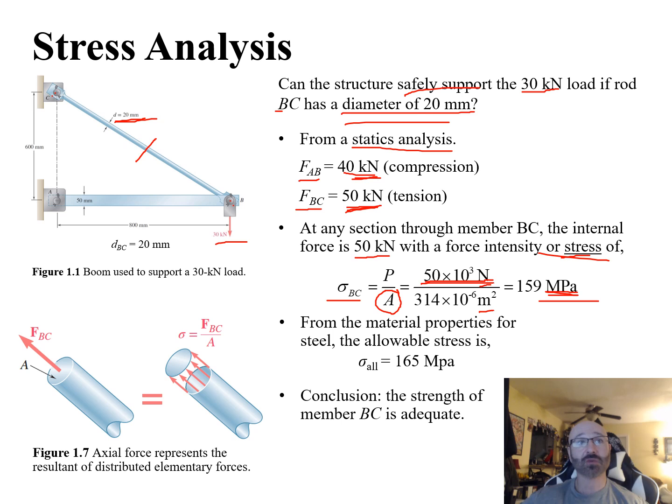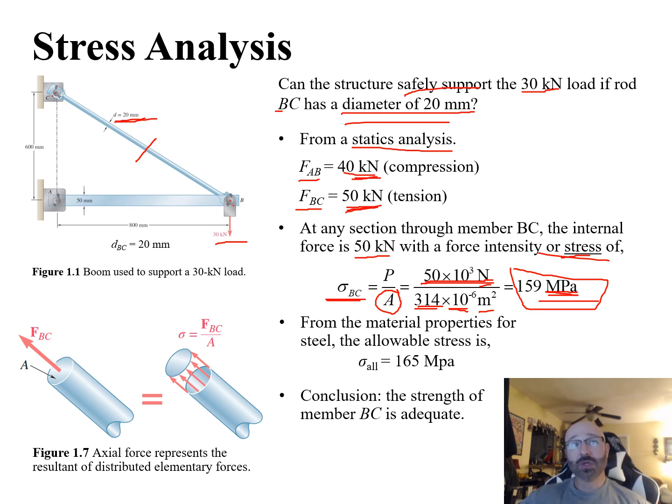When we do our pi r squared, with it as the radius in meters, we end up with 314 times 10 to the negative 6 meters squared. Now we do this out here, newtons per meter squared, so we end up with our megapascals over here when we cancel out our exponents, and we end up with 159 megapascals when we do the unit conversion, and we have everything correct with our equation. So that is our stress in BC.